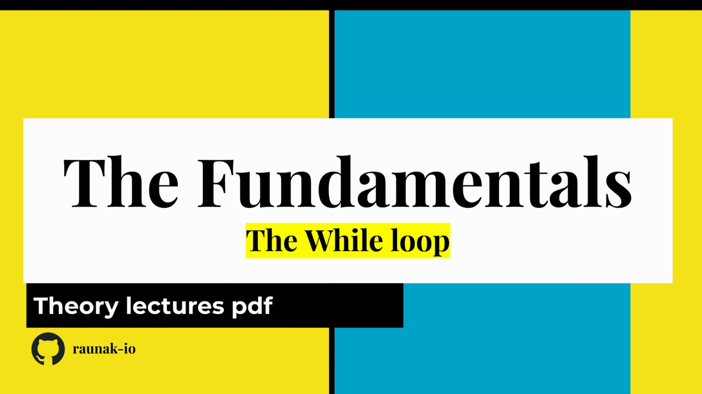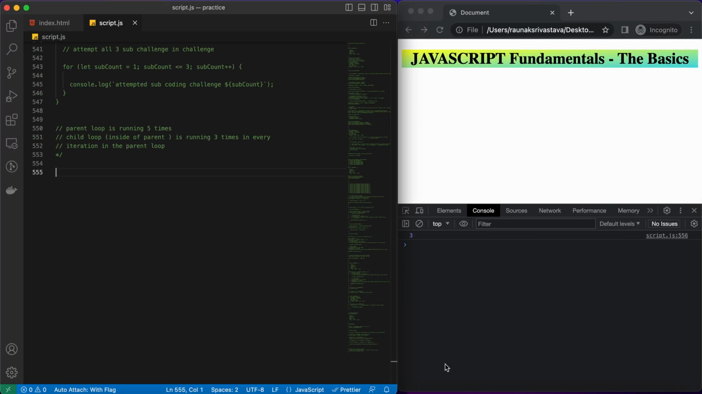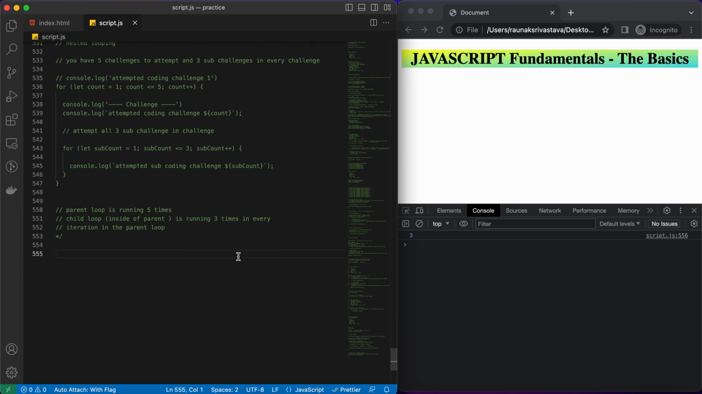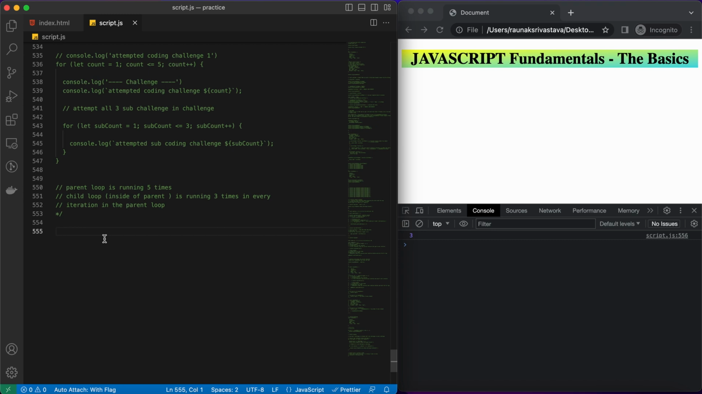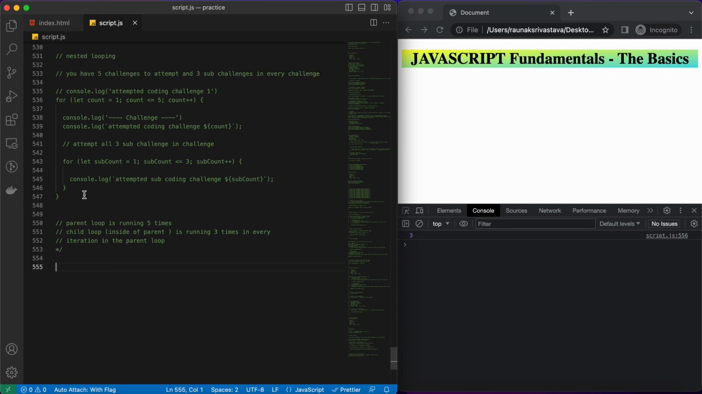Look at the while loop. So let's get into it. The basic difference between the for loop and while loop is, in the for loop we exactly know how many times a loop will iterate, right? Let me show you an example of for loop first. So let's pick this one.